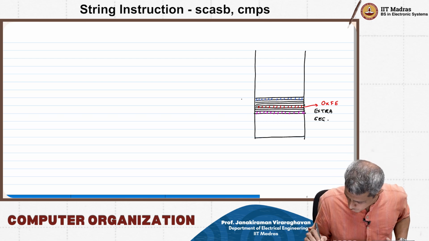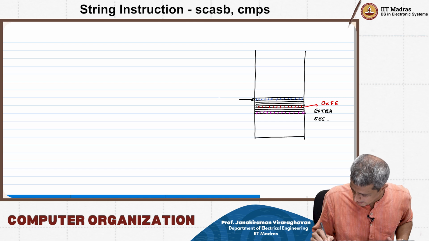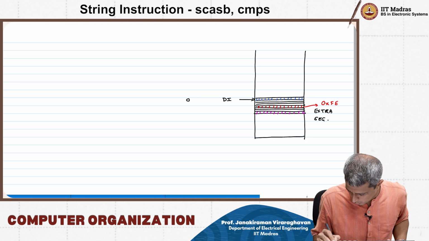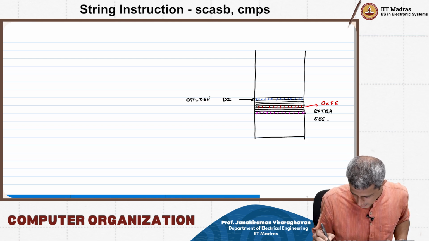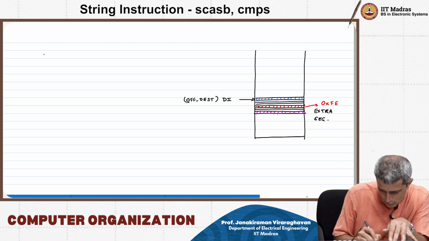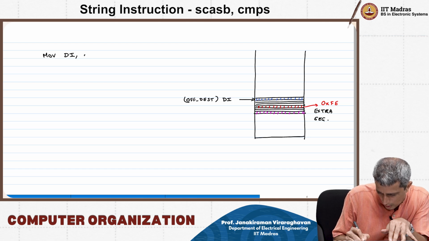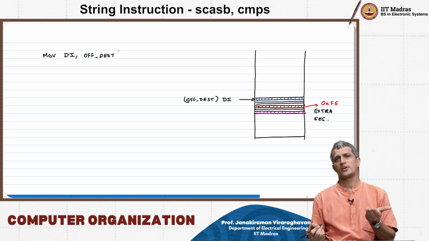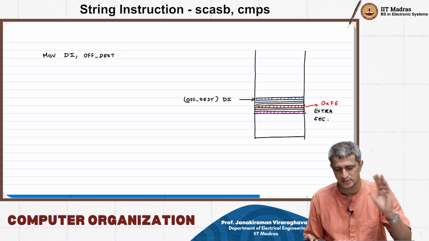I am going to, as usual, assign my destination index to this. Okay. And I want to call this offset underscore destination, right? So let's say move DI comma offset underscore destination. Remember, the destination index register is always associated with the extra segment.